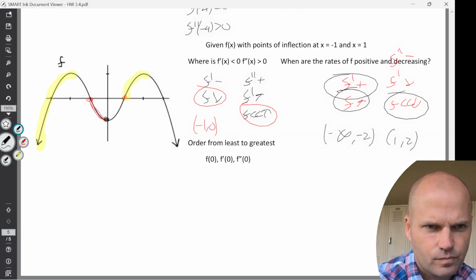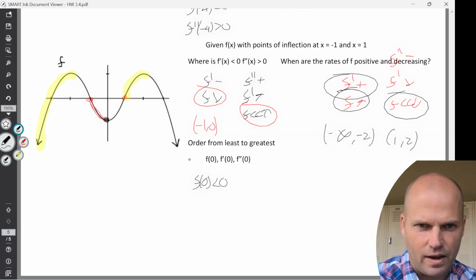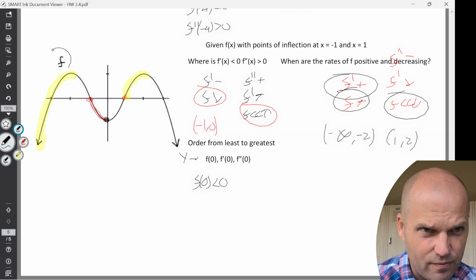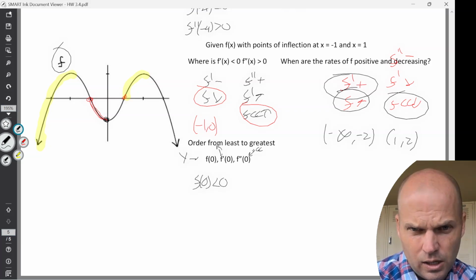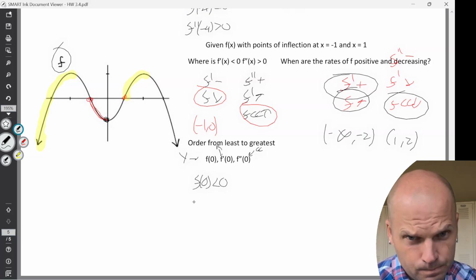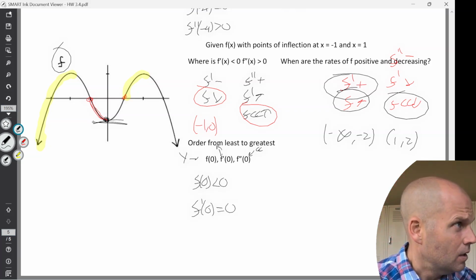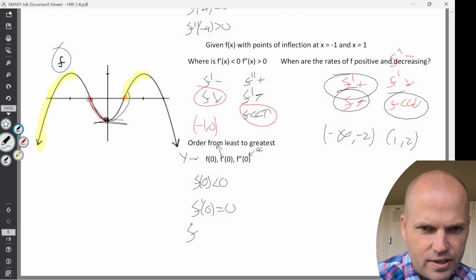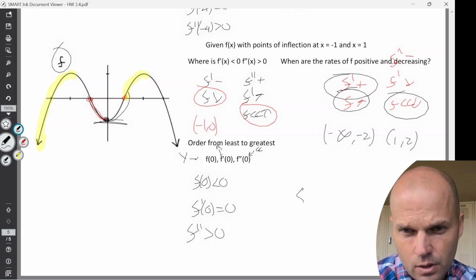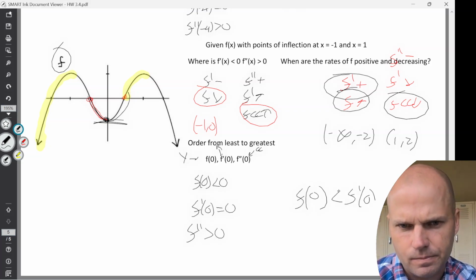Let's look at 0. F of 0 is negative because the y value is negative, because this is f. F's slope is 0 because we see a horizontal tangent. And because I see that the function is concave up, I know that the second derivative is going to be positive. So I have f is less than f prime is less than f double prime.